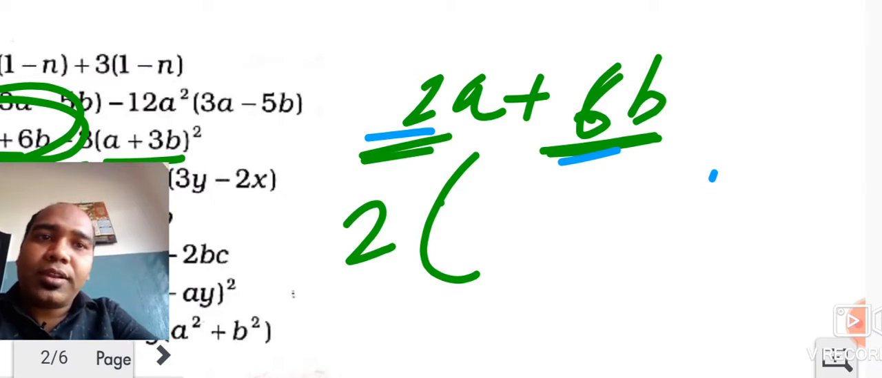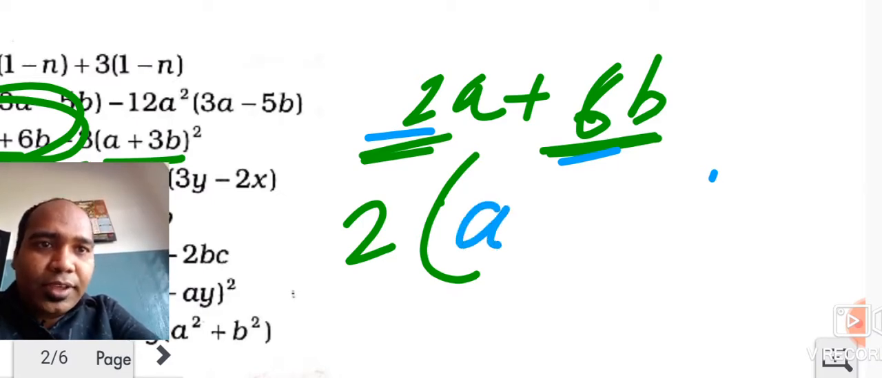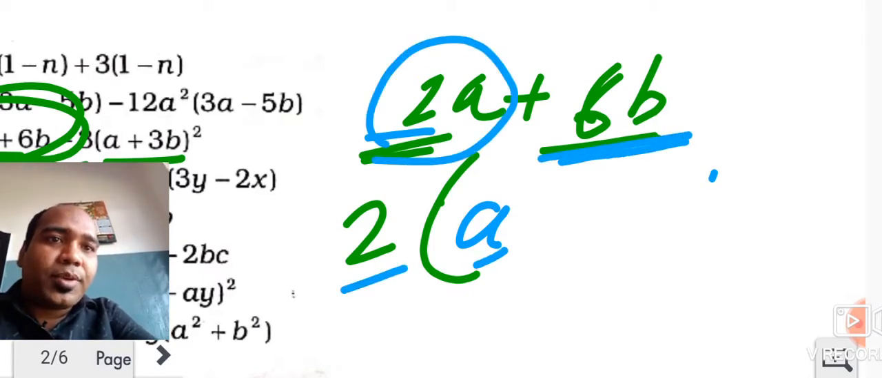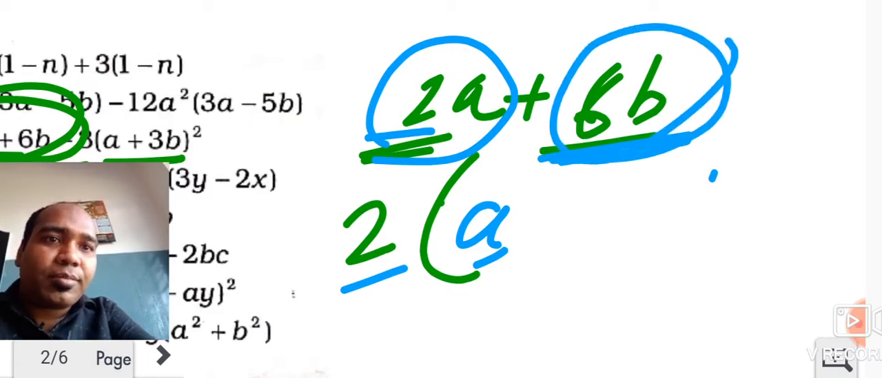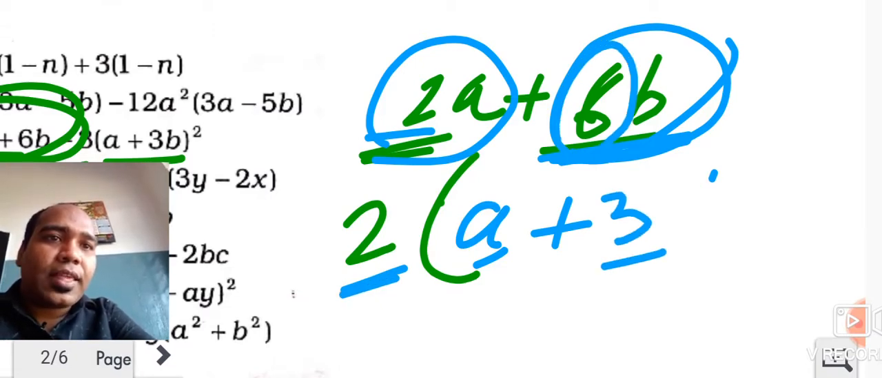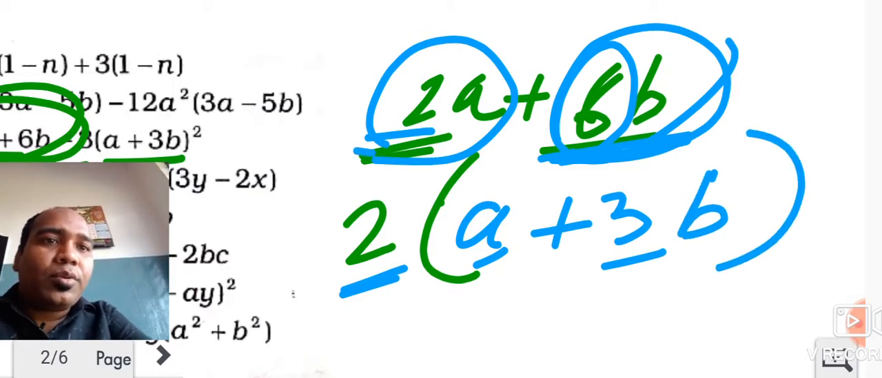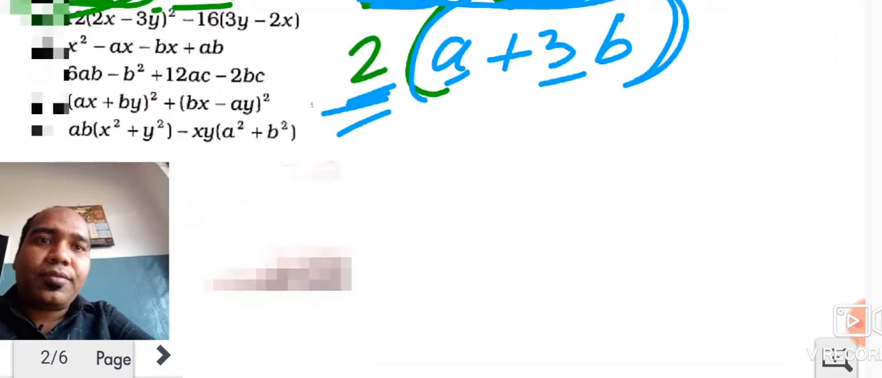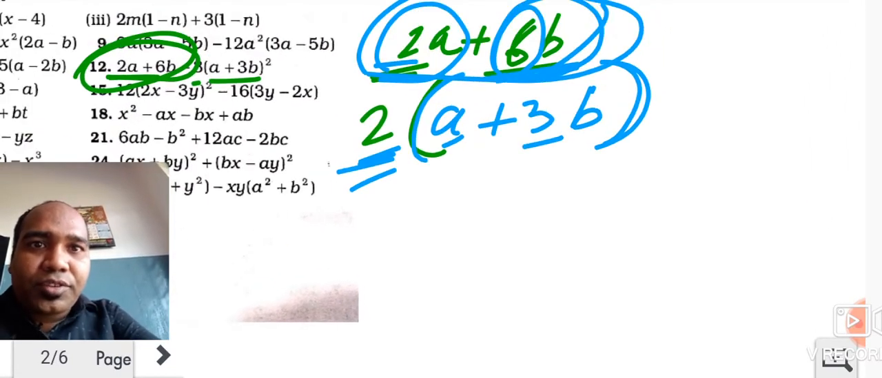So 2 I have taken outside. Now what will be left here? 2 into a will give 2a, and 2 into 3 will give 6, and b will be left here. So 2a plus 6b becomes 2 times a plus 3b, with 2 taken common. So inside the bracket a plus 3b will be left. Now come to the whole question.